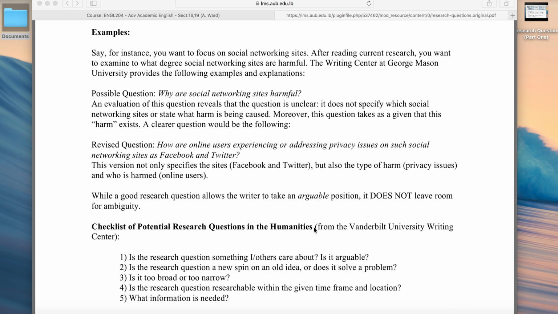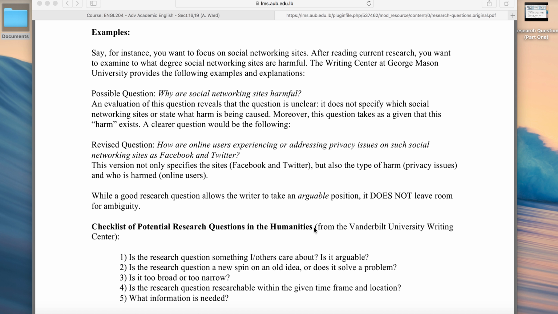Hello and welcome to part 2 of how to formulate a research question. So in the first part, we talked about what constitutes a good research question, and now we're going to follow this with examples on how to focus a research question. Make sure you come up with a clear and focused research question.